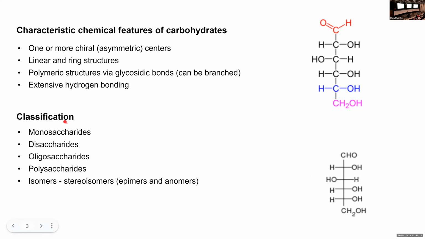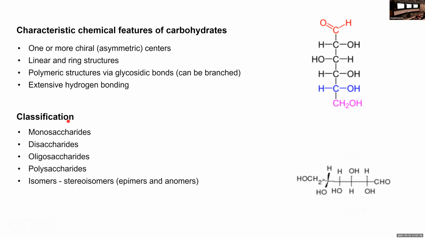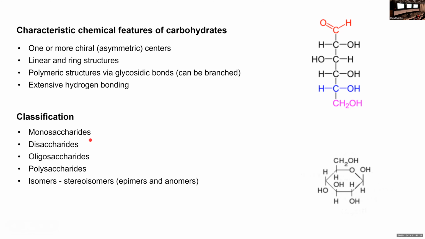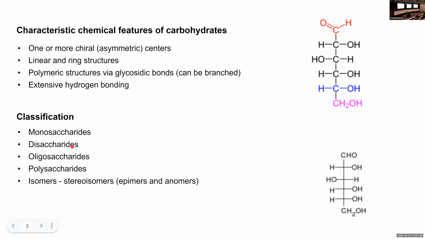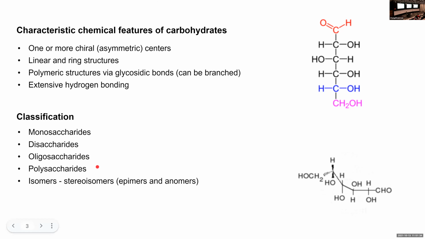When you look at the classification, especially for their sizes, they're categorized as monosaccharides, which are the simple sugars, just single sugar molecules. Disaccharides are one molecule with two simple sugars. Oligosaccharides are basically tens of those simple sugars linked together. And polysaccharides are a really extensive form, like starch or cellulose.